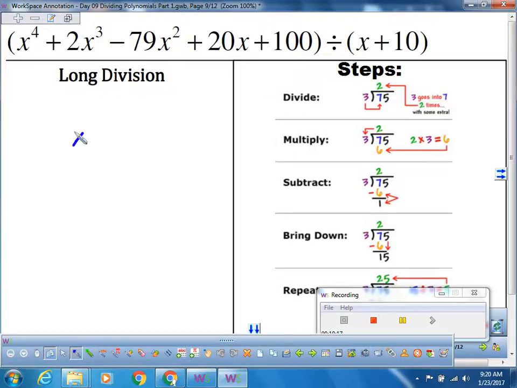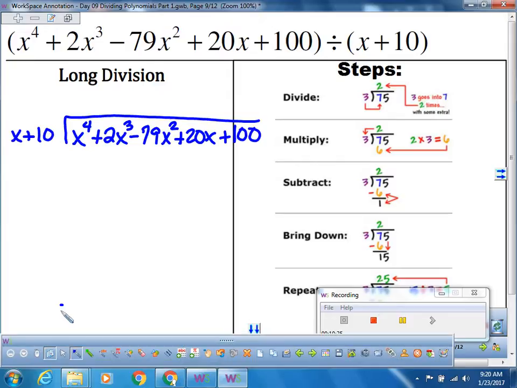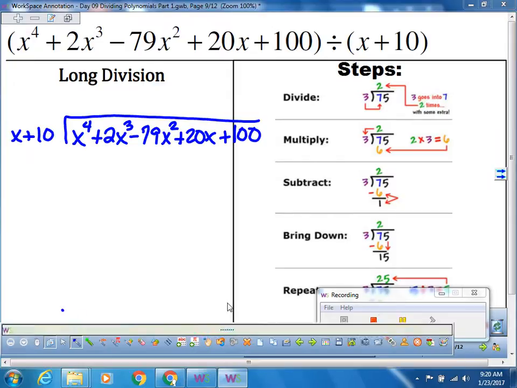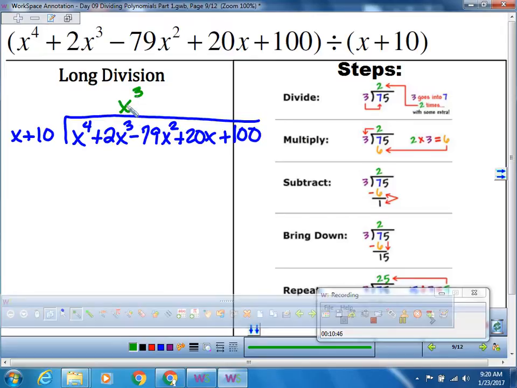Okay, so I have x to the fourth plus 2x cubed minus 79x squared plus 20x plus 100. And I'm going to divide that by x plus 10. Let's see, let's start with the green. So x goes into x to the fourth, x cubed times. X cubed times 10 is 10x cubed.